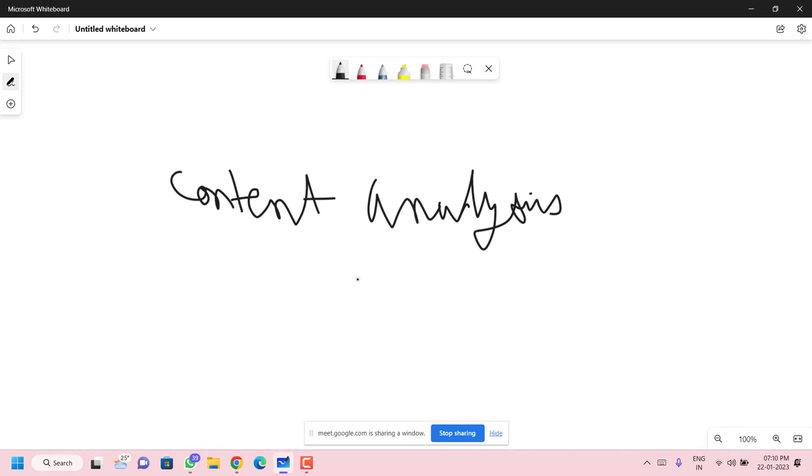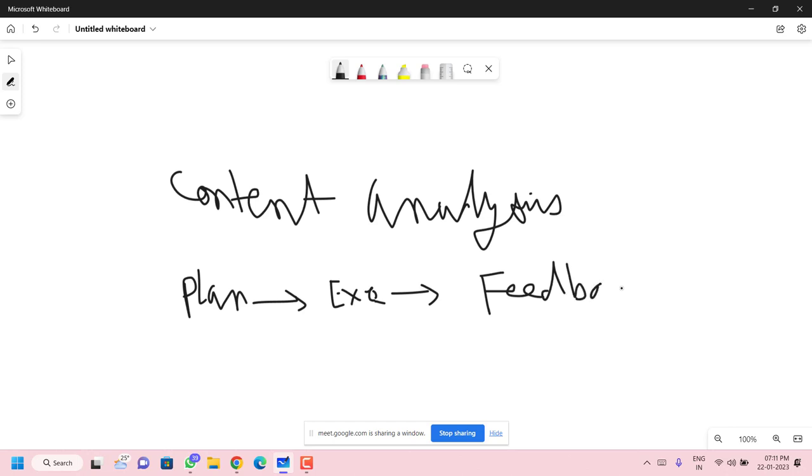And before that, we have also seen that the whole process comprises three steps. The first one is the plan. We are planning, and then we are executing. Executing means we are delivering whatever we have planned, and then we have a feedback, which is also known as the reflection. Here we are trying to see what we did and how we can improve the whole process of the delivery of the lesson.